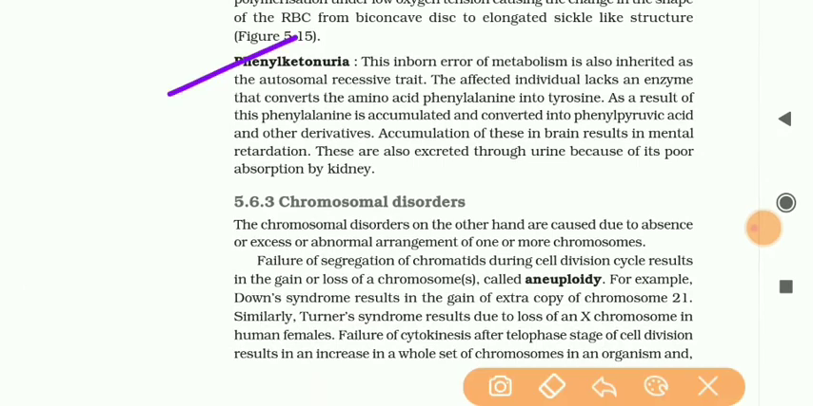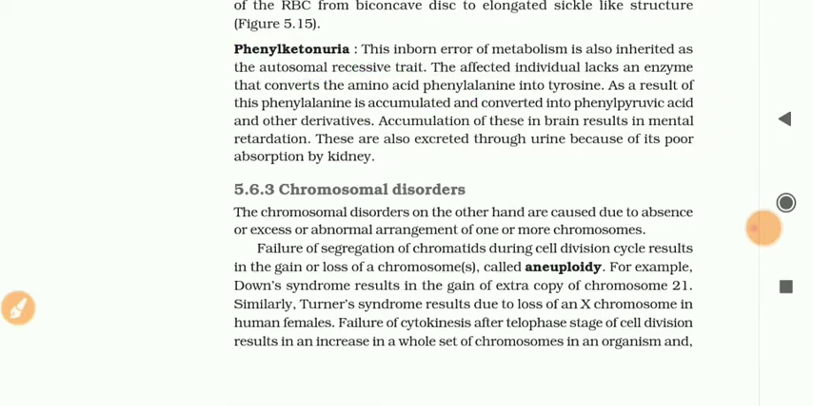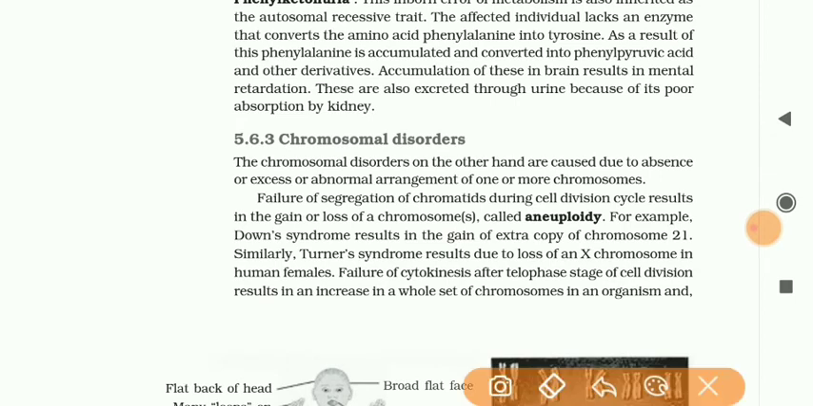Another thing is phenylketonuria. This inborn error of metabolism is also inherited as an autosomal recessive trait. The affected individual lacks an enzyme that converts the amino acid phenylalanine into tyrosine. As a result, phenylalanine is accumulated and converted into phenylpyruvic acid and other derivatives. Accumulation of these in the brain results in mental retardation. These are also excreted through urine because of poor absorption by the kidney.